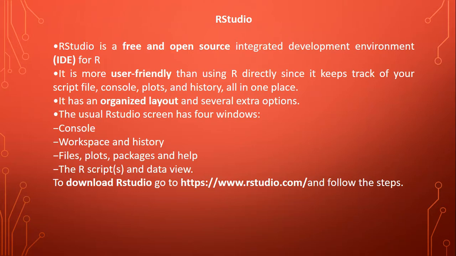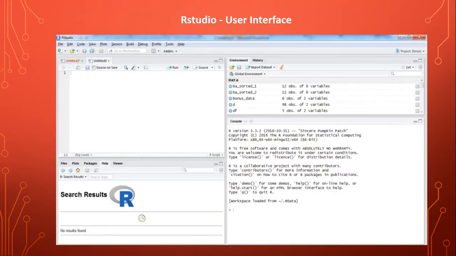Now R Studio is nothing but a free and open source integrated development environment. It is more organized and user friendly, and you can say it has 4 windows. On the next page we'll see that. And to download R Studio, you have to go to www.rstudio.com and follow the steps.